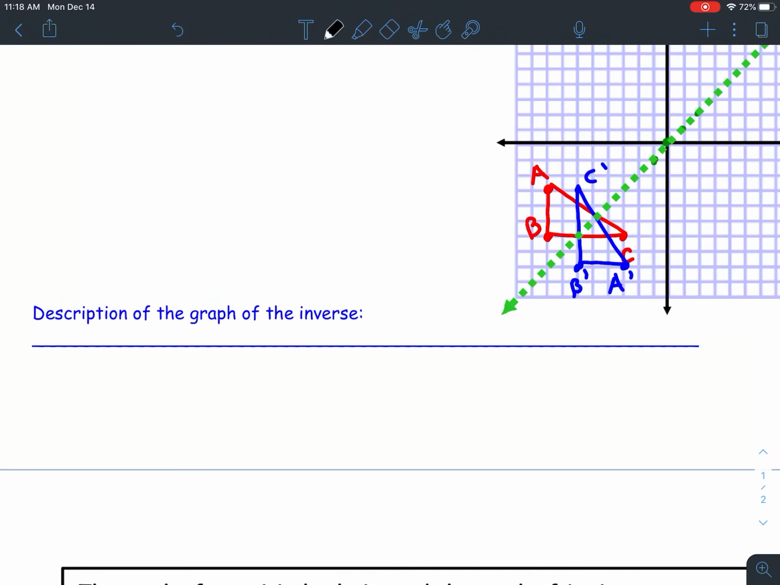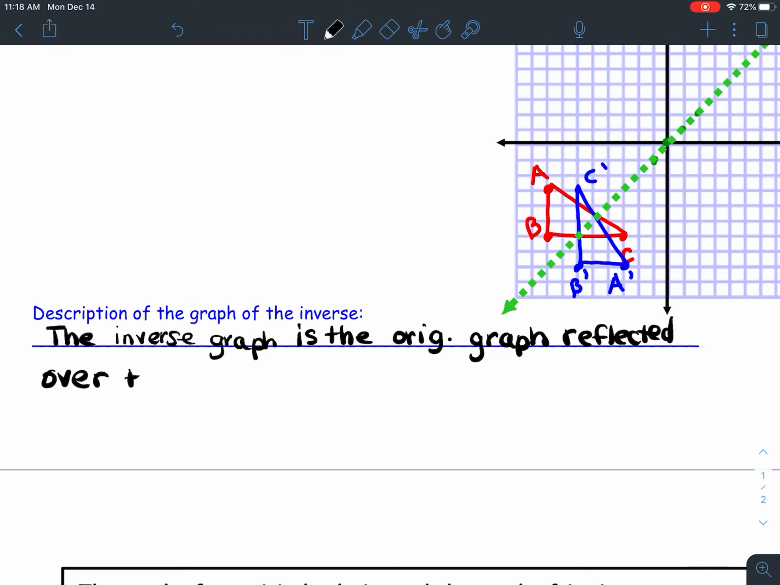And so if we want to describe how the graph of the inverse looks, we could say something like this. The inverse graph is the original graph, reflected over the line y equals x. Okay, so we're talking about the original graph is reflected over the line y equals x there.